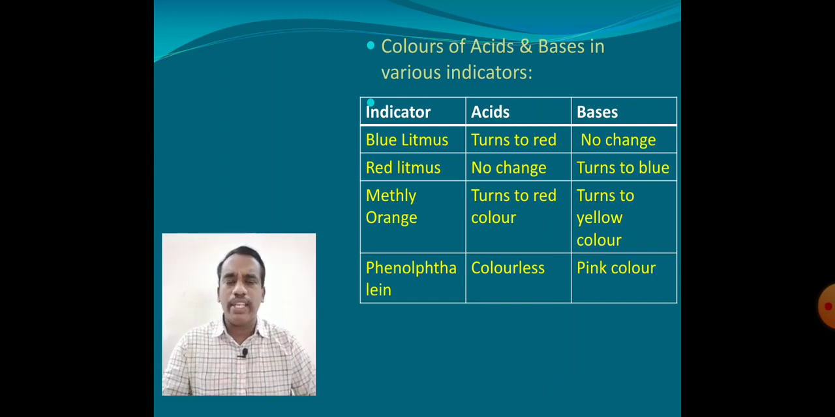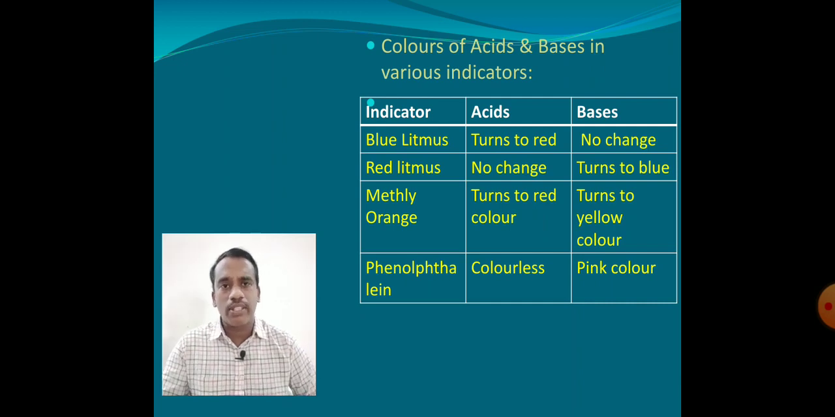See, we got a tabulated data, that is the color of acids and bases in various indicators. We got three columns here. One is called the indicator column, another one is called acids and another one is called bases. In the indicator, when you use blue litmus and it is dipped in an acid, what color does it turn into? It turns to the red color. Does it have any effect in the base? No, there is no change in the blue color when it is placed in the base. So we say there is no change.